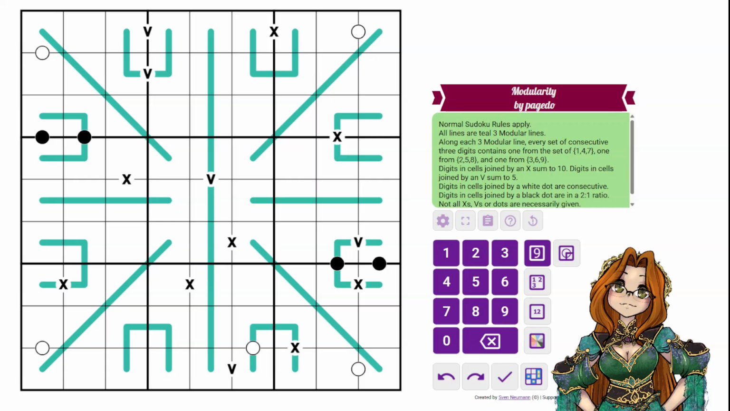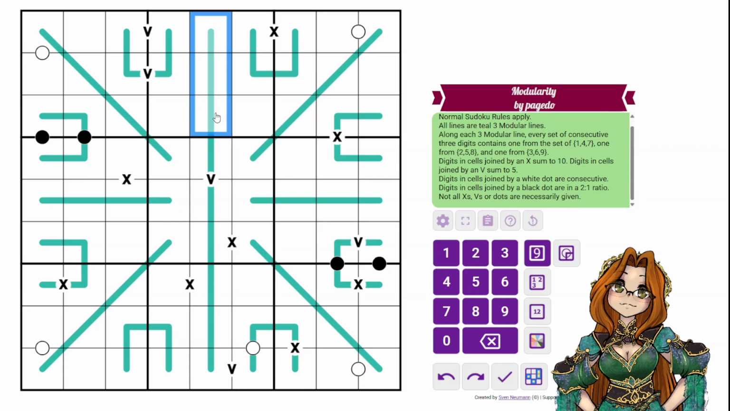Normal Sudoku rules apply. Teal lines are mod 3 lines, and along each mod 3 line, every set of consecutive 3 digits contains 1 from the set of 147, 1 from 258, and 1 from 369. So that's modulus, which means that if you divide by 3, since it's mod 3, they each have a different remainder. 3, 6, and 9, if you divide by 3, have a remainder 0. 2, 5, and 8 have a remainder 2. And 1, 4, and 7 have a remainder of 1. So if there's a 3 here, these next to it can't be from 3, 6, 9. They have to be either from 147 or 258.